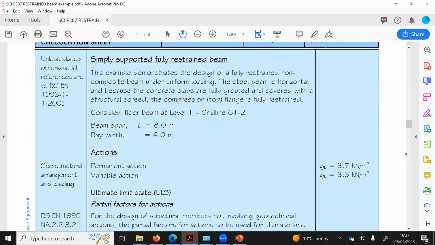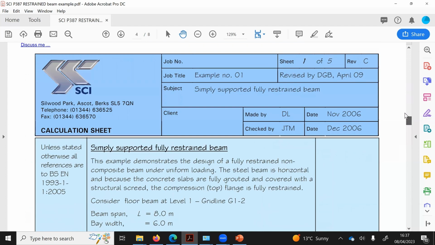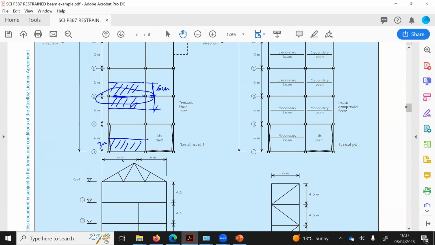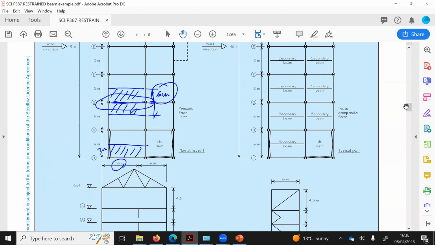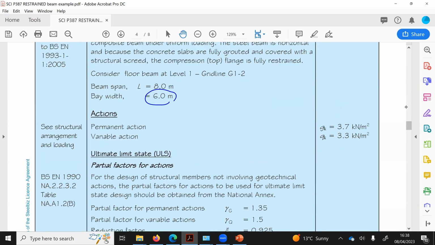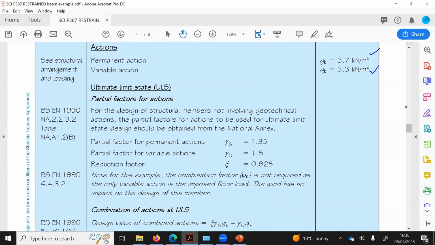So we have a simply supported beam. The length of the beam is 8 meters, which is from here. So you can see that length is 8 meters. Bay width for this intermediate beam is 6 meters. The permanent action is 3.7. Variable action is 3.3. First thing, we have to work out the design load.